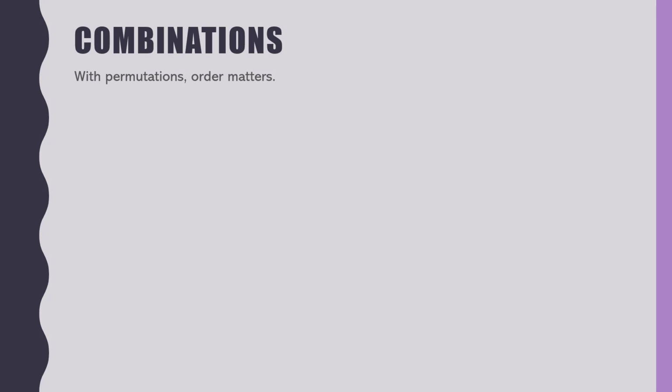With a combination, the order does not matter. So ace, king, queen is just the set of ace, king, queen. The order is irrelevant, okay? And we're going to see problems that deal with this in a few minutes, right? So again, with combinations, order does not matter.